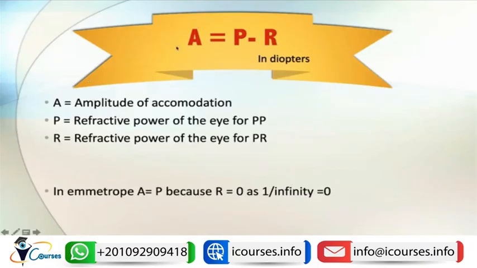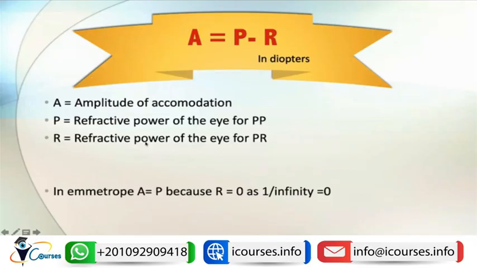In order to calculate the amplitude of accommodation, we need to know the refractive power of the eye for the punctum proximum, and subtract from it the refractive power of the eye for the punctum remotum. So if we know the total refractive power while it is looking at the near target at maximum, and subtract from it the power of the eye while it is at rest, with no accommodation at all, we can now know the amplitude of accommodation.